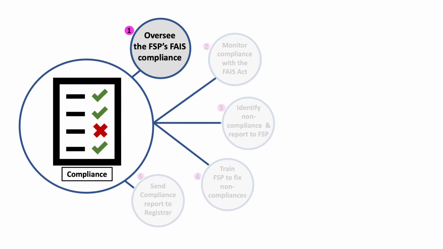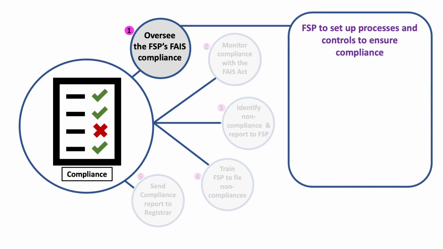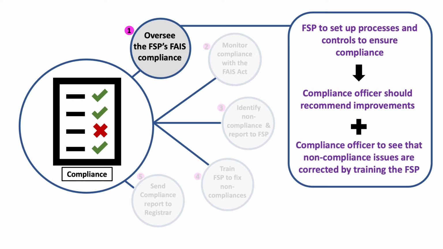Let us talk more about the oversight role of the compliance officer. An FSP must ensure that it establishes a compliance function, processes, and controls. Once that is done, the compliance officer should then recommend improvements and train where weaknesses are identified. Part of the oversight role of the compliance officer is to check that non-compliance issues that have been identified are rectified. This means the compliance officer must follow up with an FSP to see that a remedial action was taken.